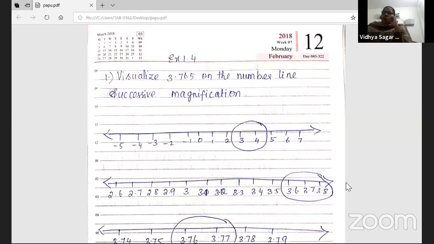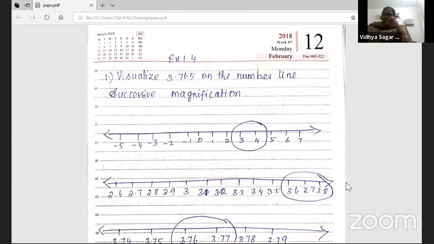No problem. First, we simply draw a number line. We mark 0, 1, 2, 3 on the right hand side, and then on the left hand side we mark -1, -2, -3, -4, -5. Okay. So see, 3.765. We first take the two numbers, 3 and 4. 3.765 itself will come between 3 and 4 only, right? So that is your first step.